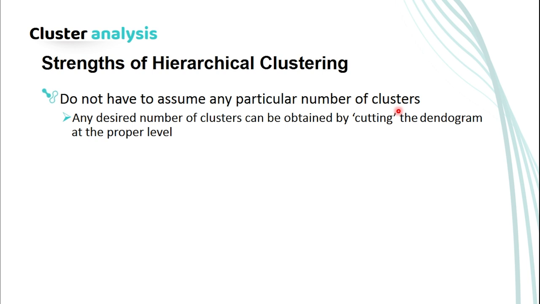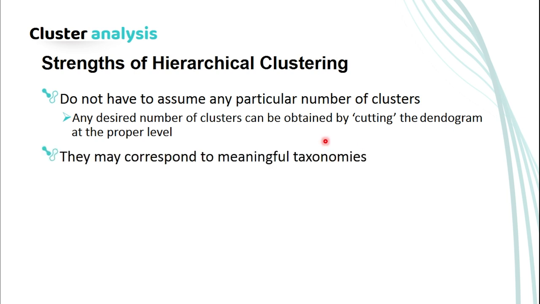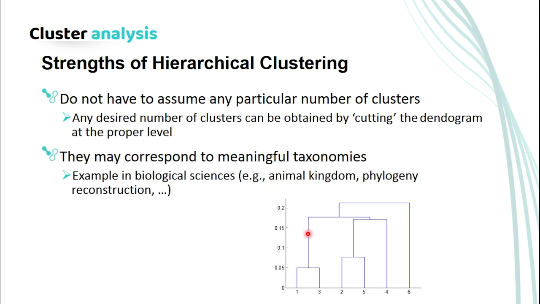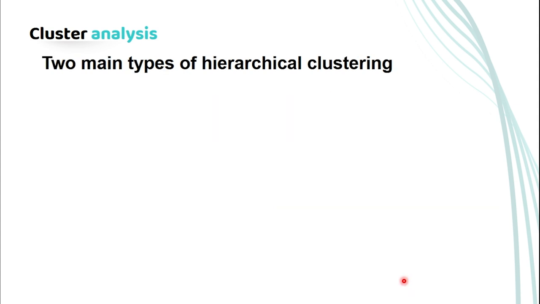The strength of hierarchical clustering is that we do not have to assume any particular number of clusters, and any desired number of clusters can be obtained by cutting the dendrogram at a proper level. They may correspond to meaningful taxonomies. For example, in biological science, some dendrograms can correspond to an evolutionary tree, or, for example, animal kingdom phylogeny reconstruction follows a tree like this style.